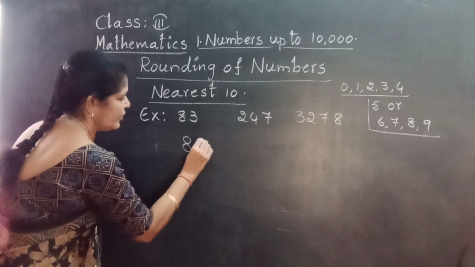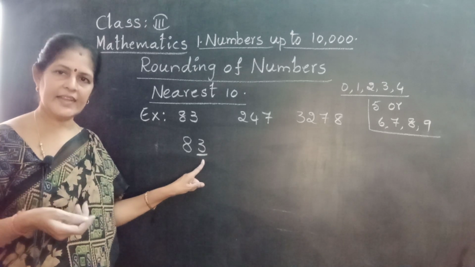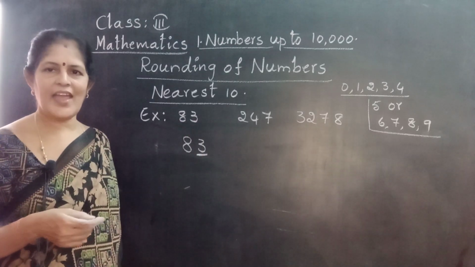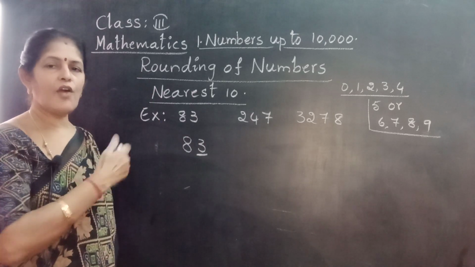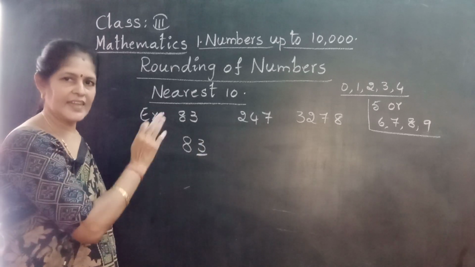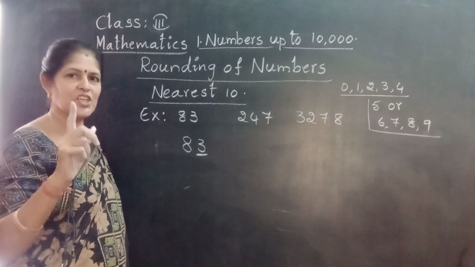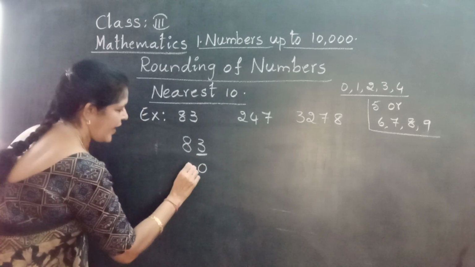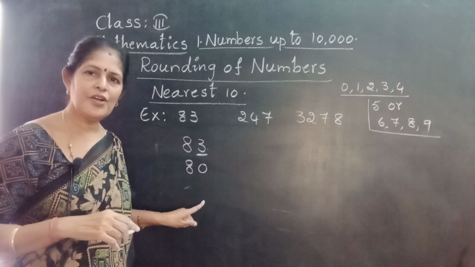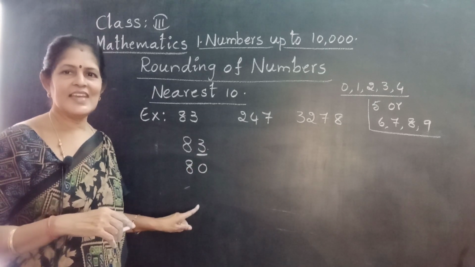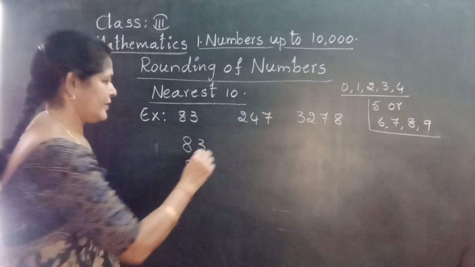Take 83. What is in the ones place? 3. Is 3 less than 5 or greater than 5? 3 is less than 5. Then we round down. Rounding down means no change in the tens place number. Put 0 in the ones place. Why? Because 10 has a 0 in the ones place. Write the same tens place number. That means 83 is nearest to 80. Did you understand?